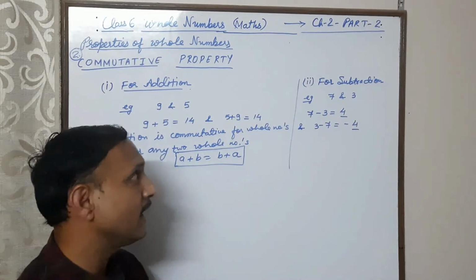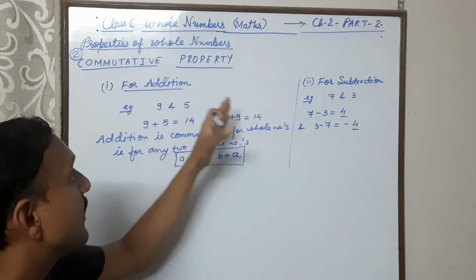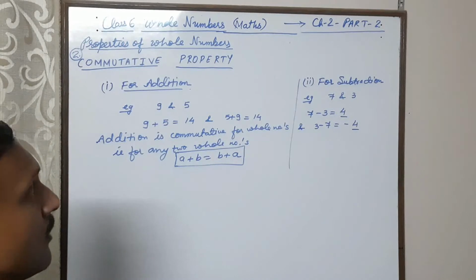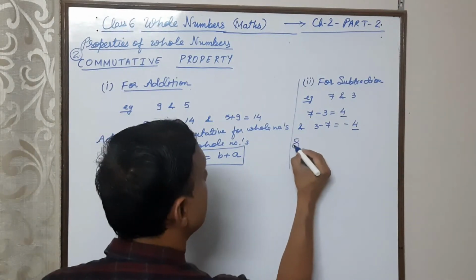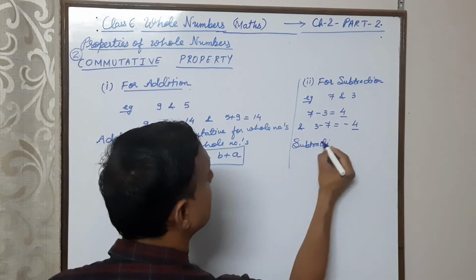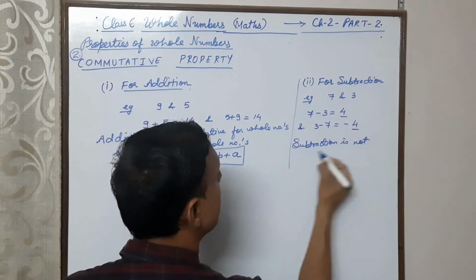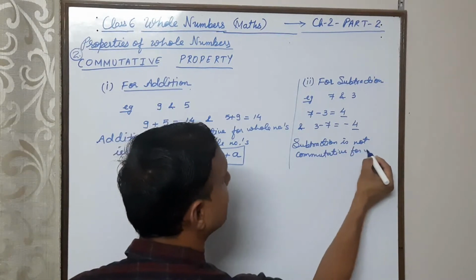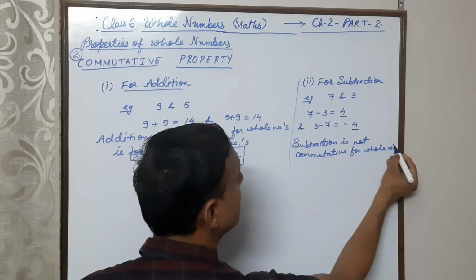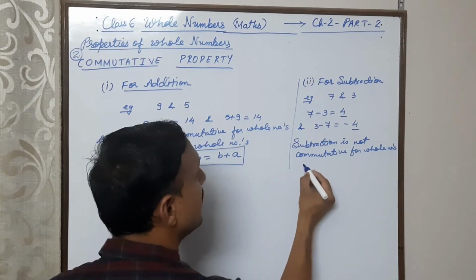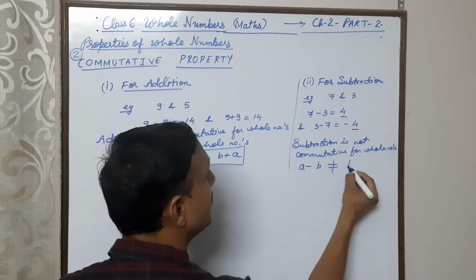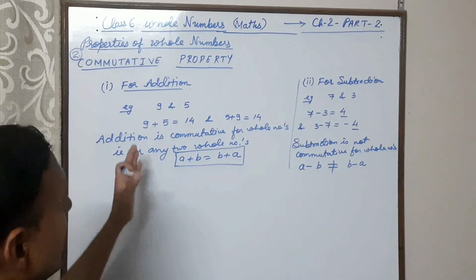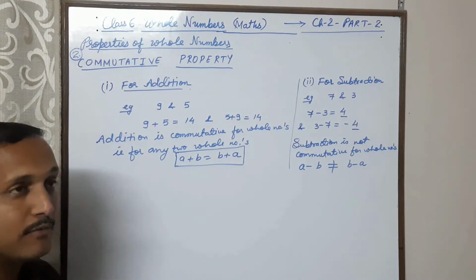That means subtraction is not commutative for whole numbers. So we'll write: subtraction is not commutative for whole numbers. That means we can't subtract in any order. Therefore, if we take any two whole numbers, A minus B is not equal to B minus A. We can add in any order, but we can't subtract in any order. Subtraction is not commutative for whole numbers.